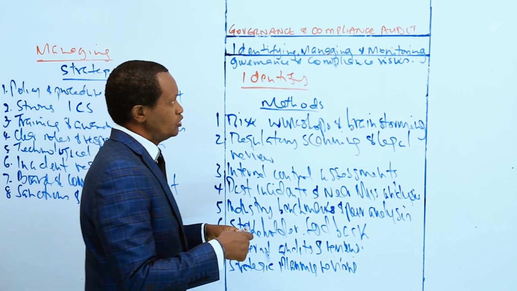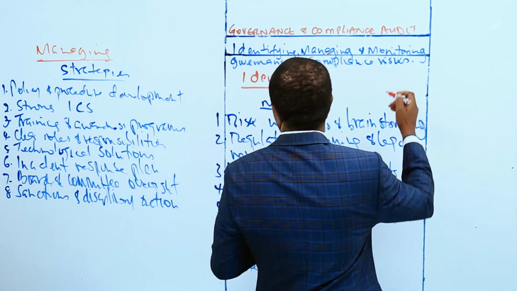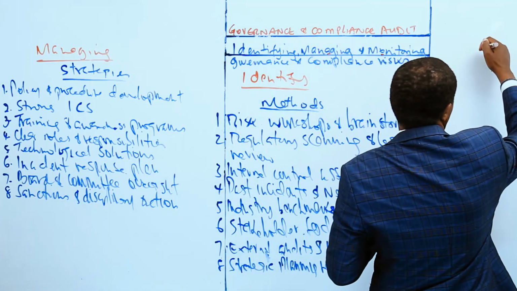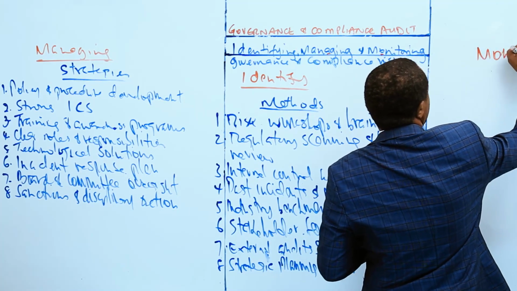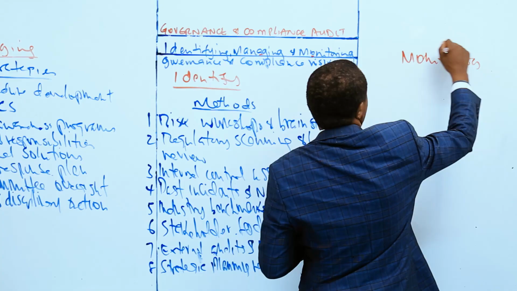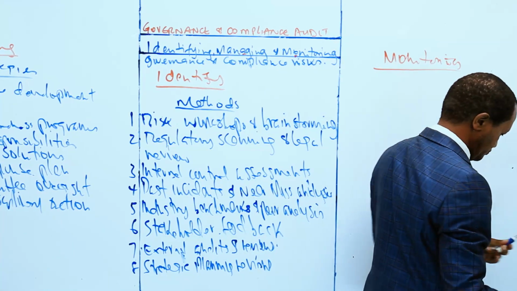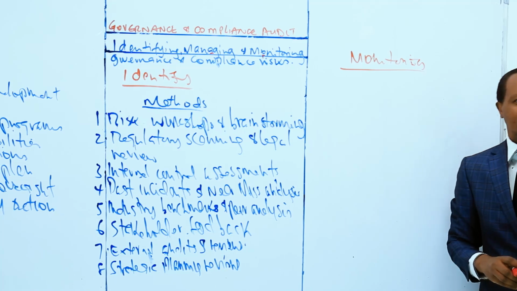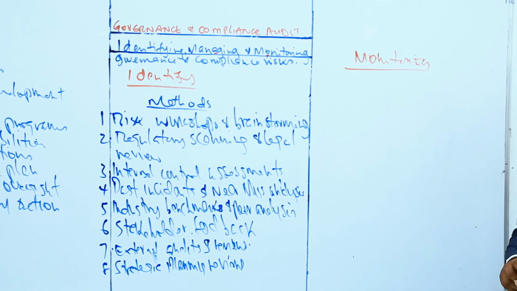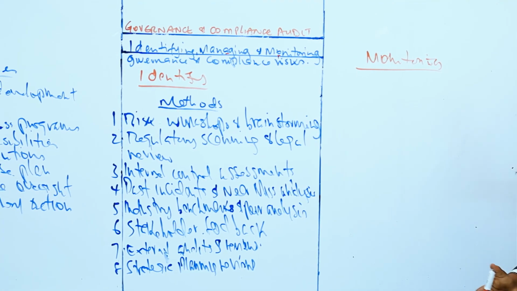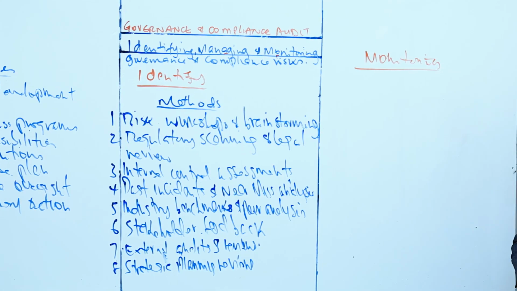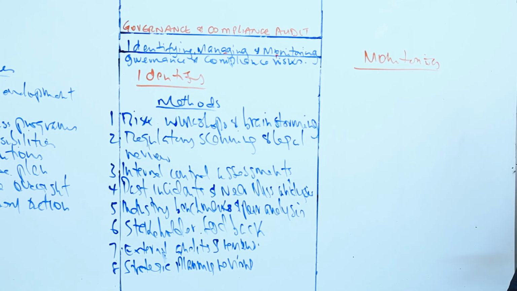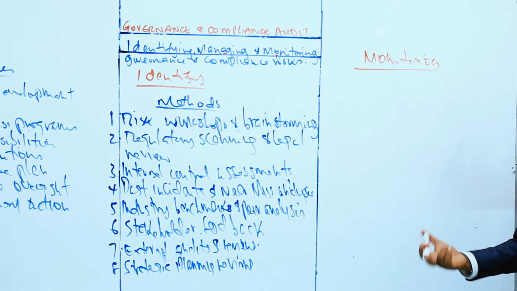Let's move to monitoring. How do you monitor risks? Now, monitoring is the ongoing process of assessing the effectiveness of risk management strategies and controls and identifying new or evolving risks. And there are various methods of monitoring.